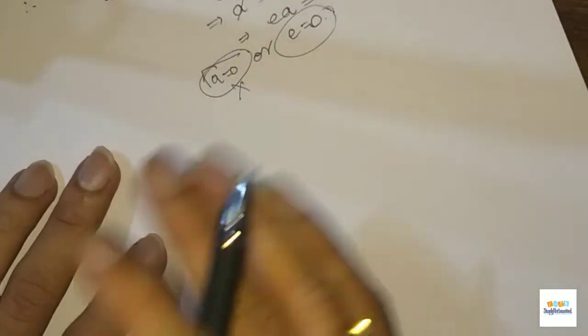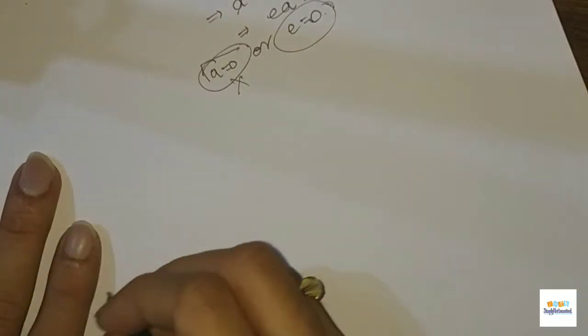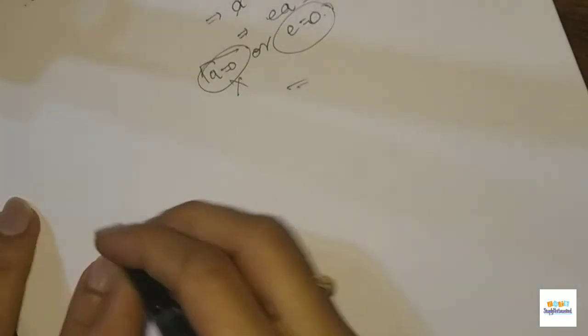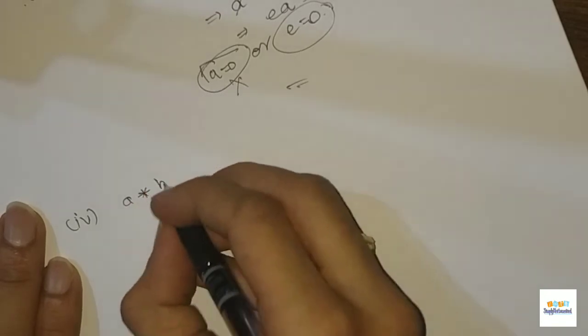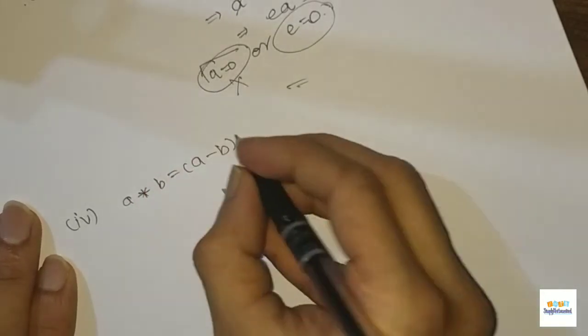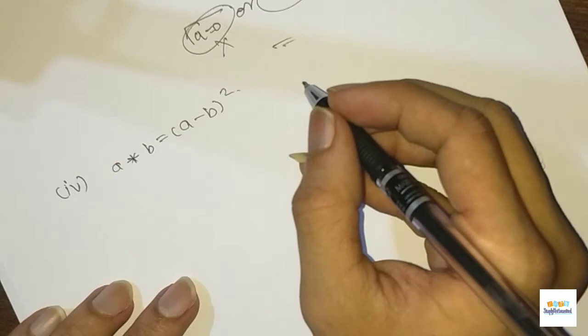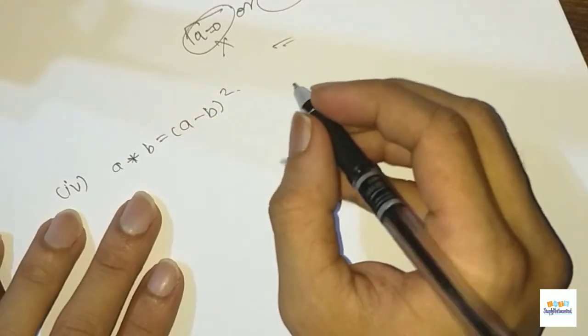Okay, so that was the 10th problem of the third problem. Now fourth. Fourth is given as a star b is equal to a minus b the whole square, right? This is the definition of star which is given to us.